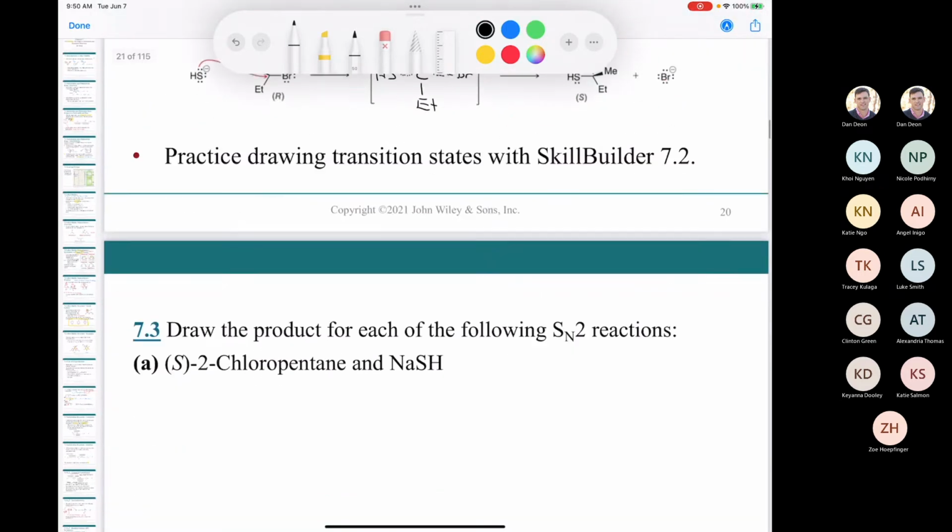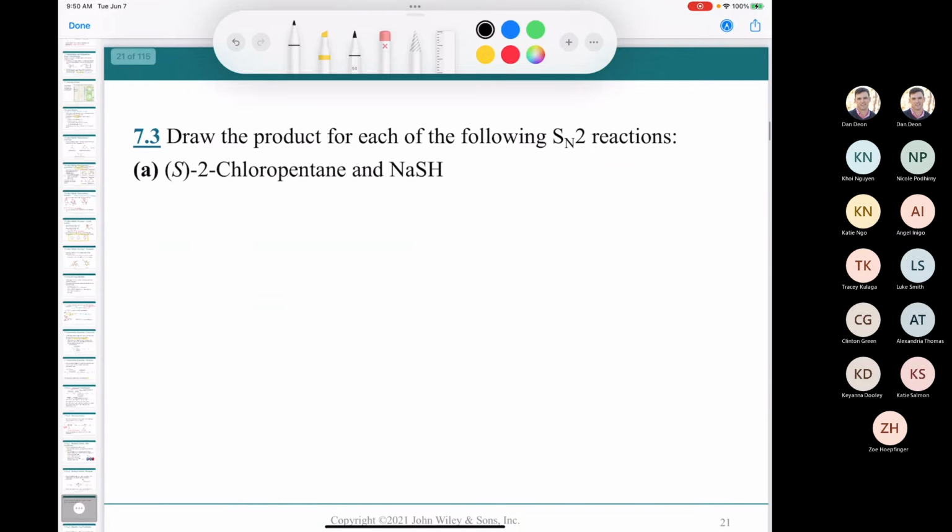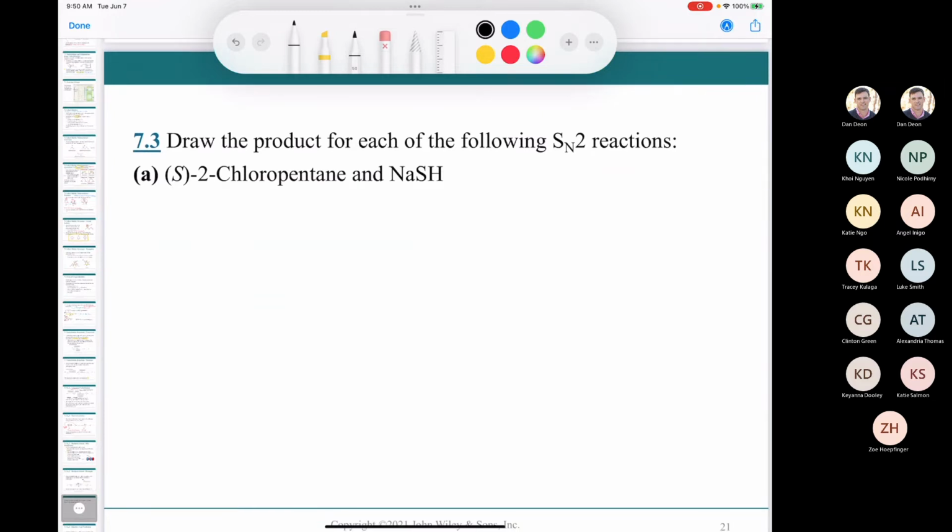But the bottom line is, when you have inversion of configuration, if you're starting with something where your electrophilic center has a dash on it, after the SN2 reaction it's going to become a wedge. If you're starting with a wedge, after your SN2, it's going to become a dash. So let's try a practice problem that represents the backside attack.